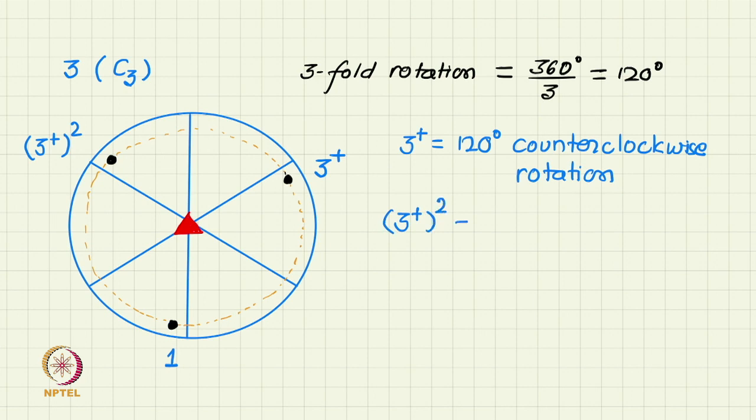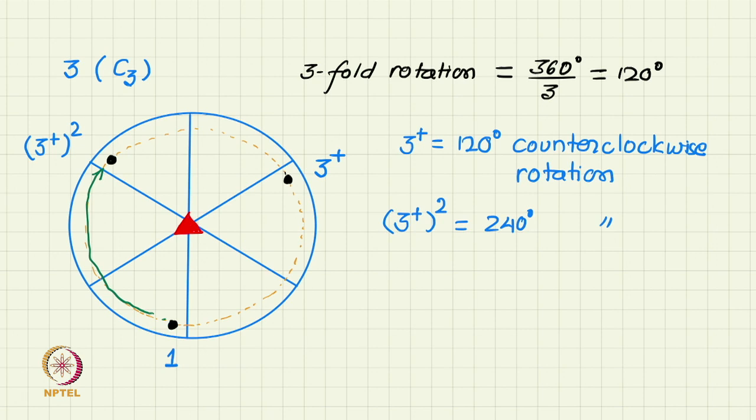3 plus square. So, that is a 240 degree counterclockwise rotation from the starting position. But you can see that the same position can be achieved by going 120 degrees in the clockwise direction. If I go 120 degrees clockwise instead of 240 degrees anti-clockwise, I reach the same point.